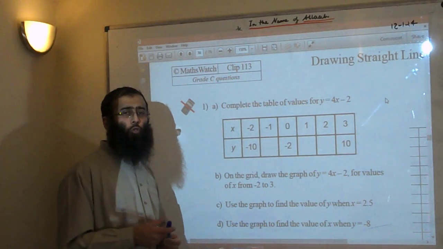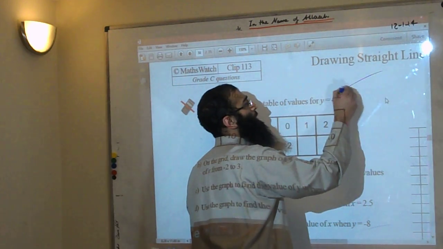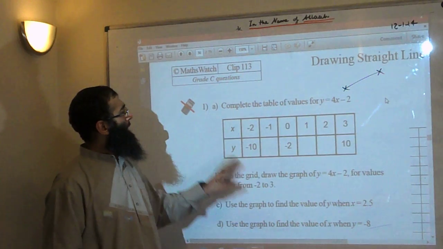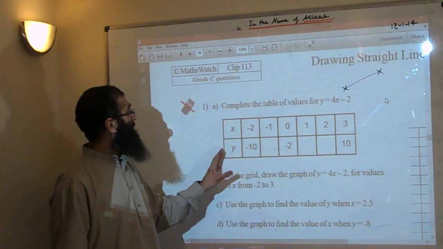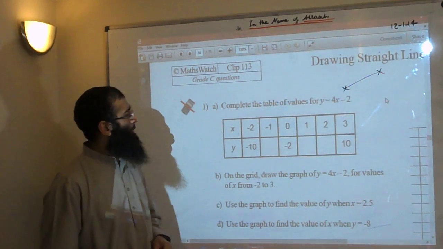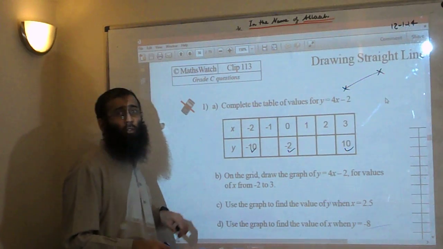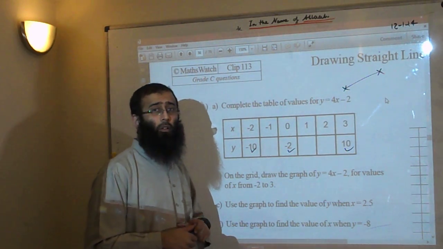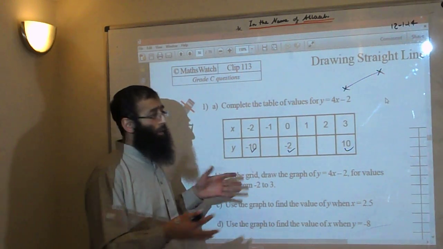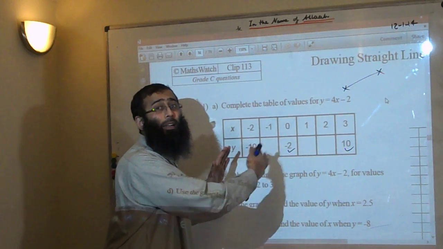Now, in order for us to draw a straight line, how many points do we need? In real life, we only need 2 points. In this particular examination-style question, we've got 1, 2, 3, 4, 5, 6 points, and 3 of those points have already been worked out for you. So you need to work out 3 more points. What we're trying to practice here is, number 1, plotting coordinates on a Cartesian graph. That's what we're practicing by having so many points.